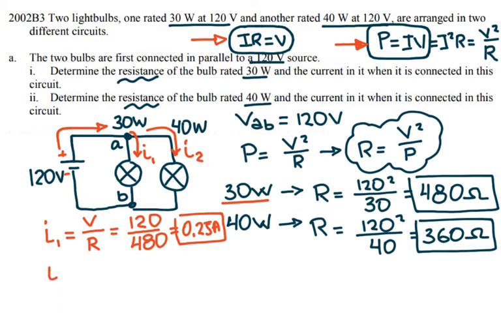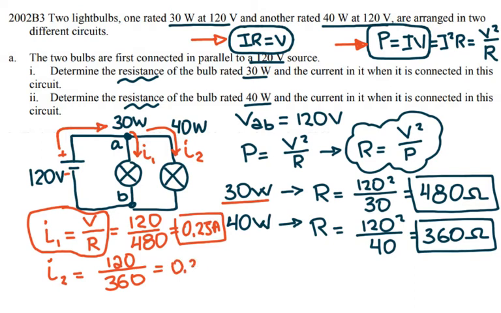And then the current on the second one, again, it's the voltage divided by the resistance. The voltage for both of them is the same, 120, because they're connected to the same battery. And this one is 360, which is 1/3 or 0.33 amps.